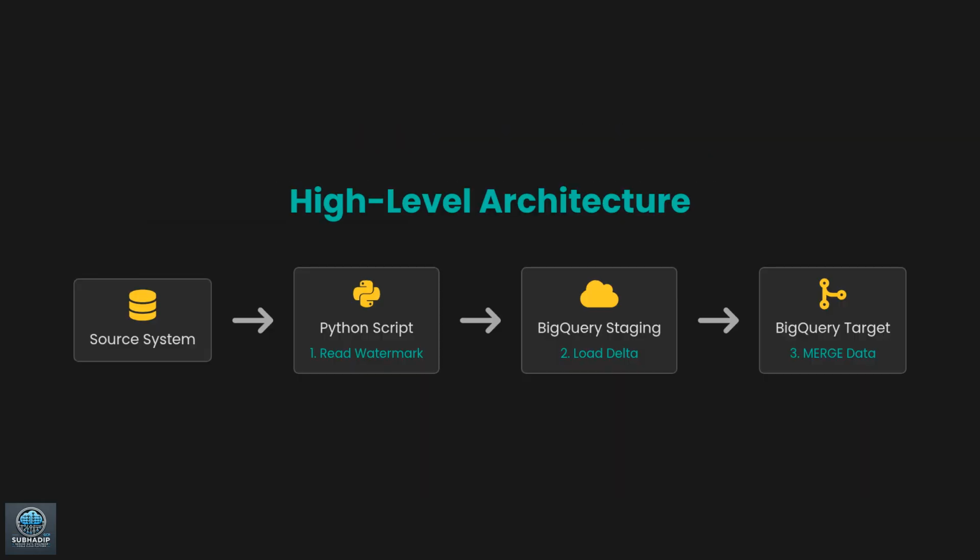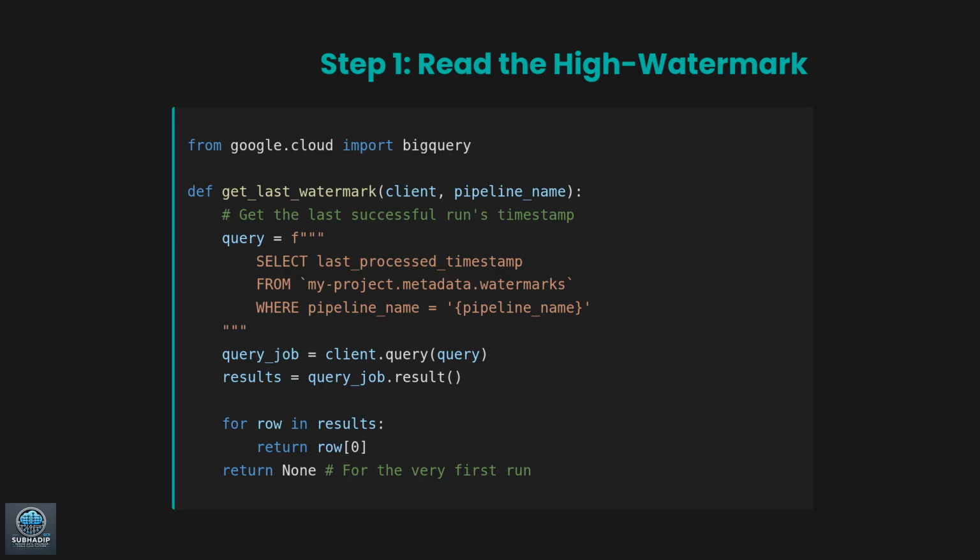Here's a high-level look at our architecture. Our Python script acts as the orchestrator. First, it reads the last process timestamp, or watermark, from our metadata table. It then extracts new data from the source and loads it into a temporary staging table in BigQuery. Finally, it runs a merge command to intelligently update our final target table. Let's look at the code.